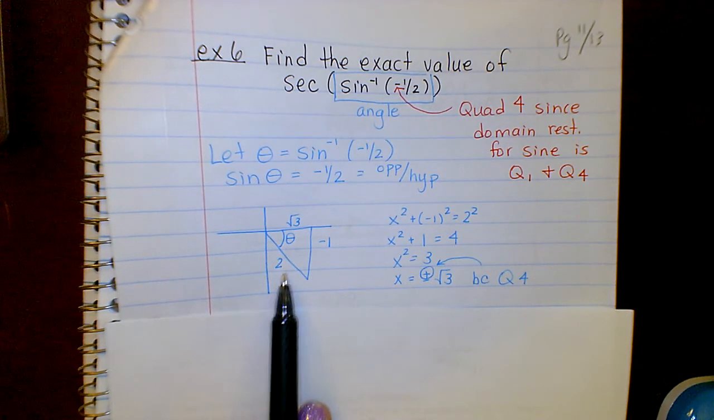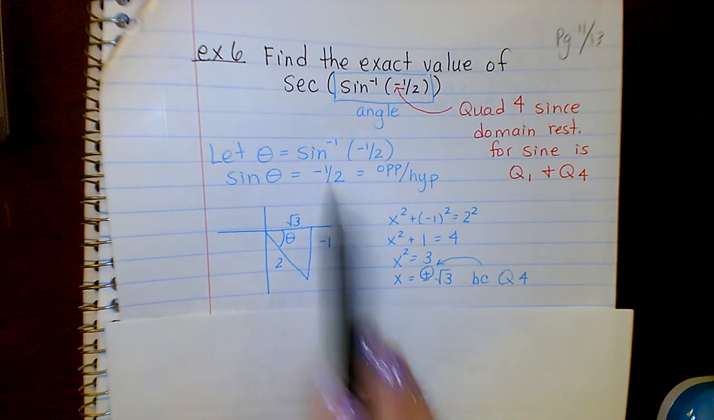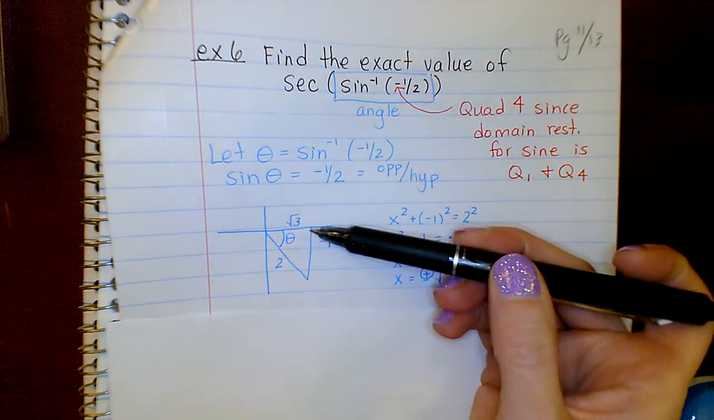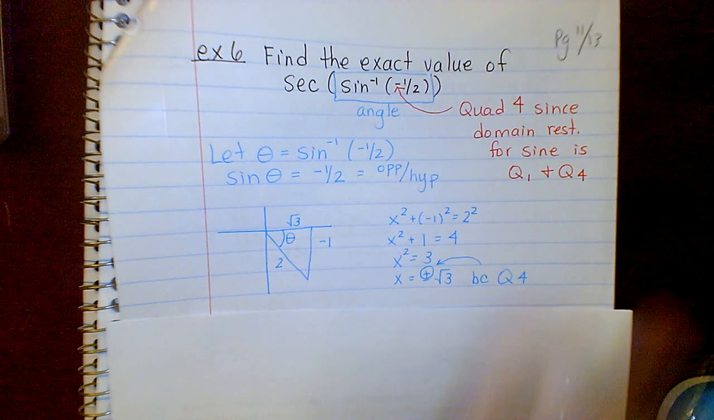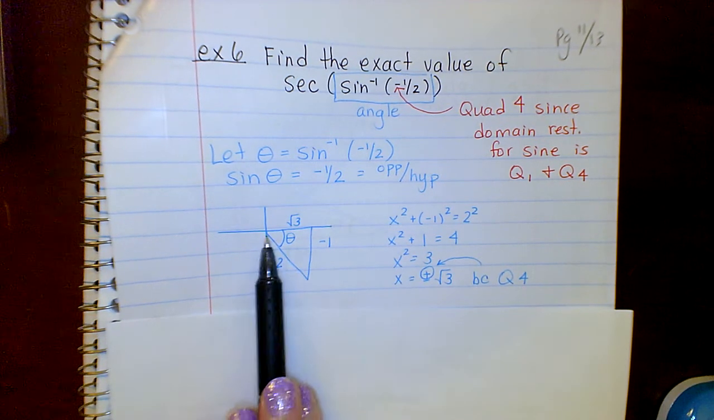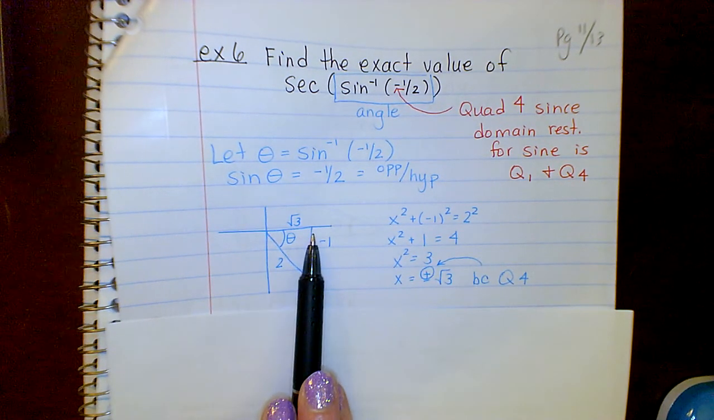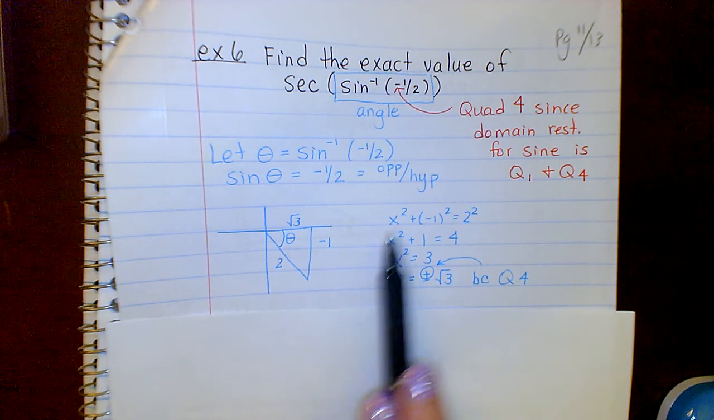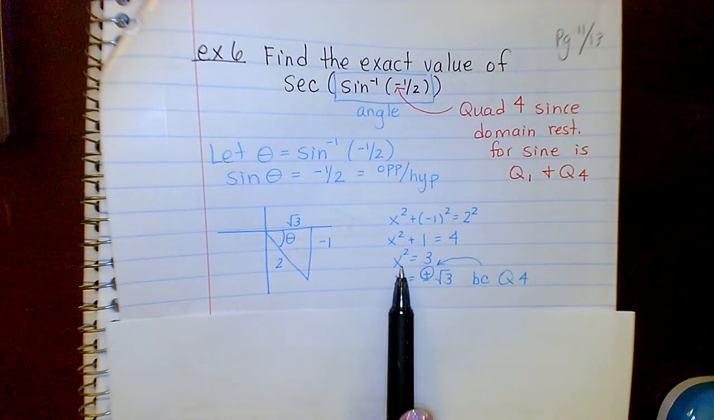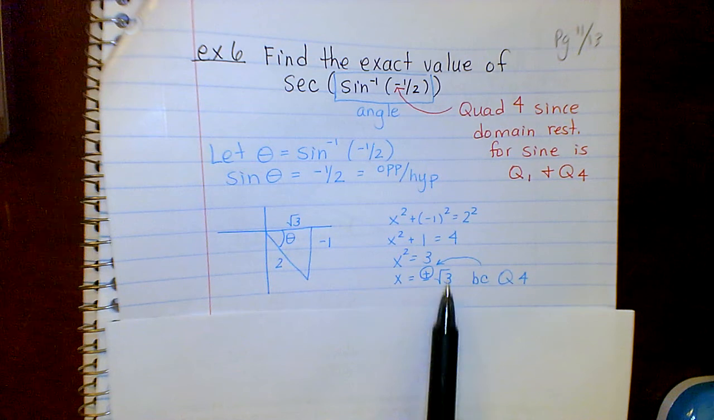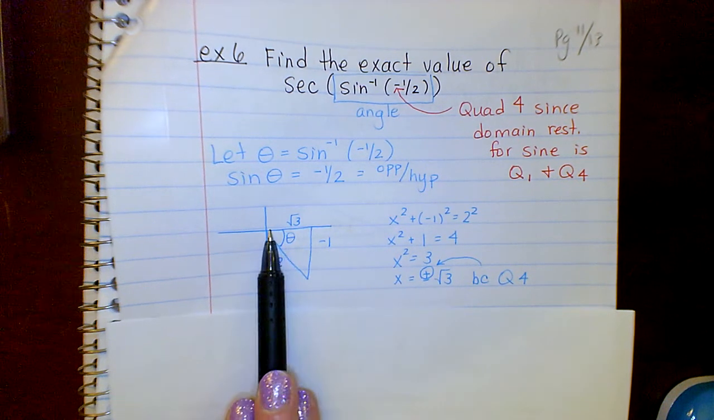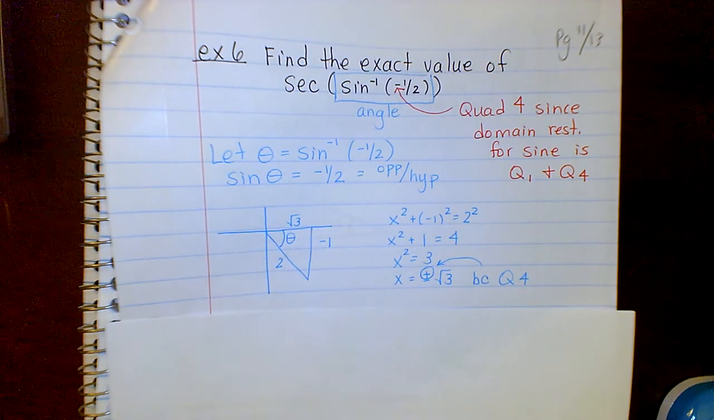I know the hypotenuse is positive. So I know that that negative has to go on that 1. And that's the case, right? Because this y direction is going down, so of course that's going to be negative. This x direction is going to the right, so it's positive. So when I use the Pythagorean theorem and I get x squared equals 3, x is plus or minus √3. I'm going to choose the positive because the x's are positive over here in quadrant 4.